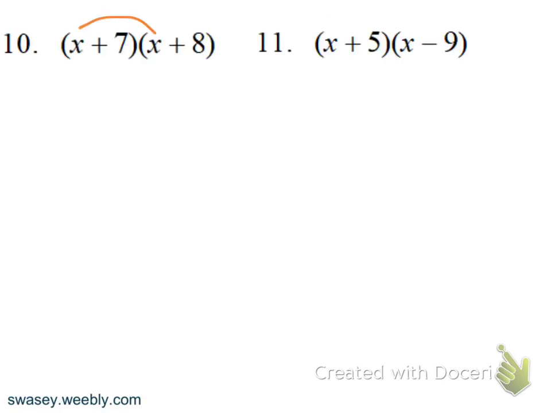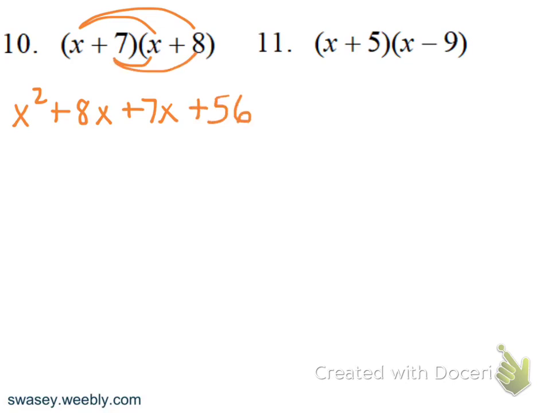Number 10, distribute your x. X times x is x squared. X times 8 is 8x. 7 times x is 7x. 7 times 8 is 56. Combine like terms. 8x plus 7x is 15x.